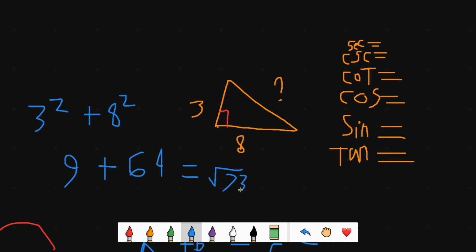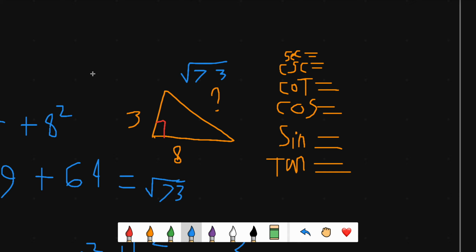So we get the square root of 73, and it's actually hard to work with, it will probably come out as a decimal. And I'm very sorry for that. Sorry for the mistake, but it's okay.